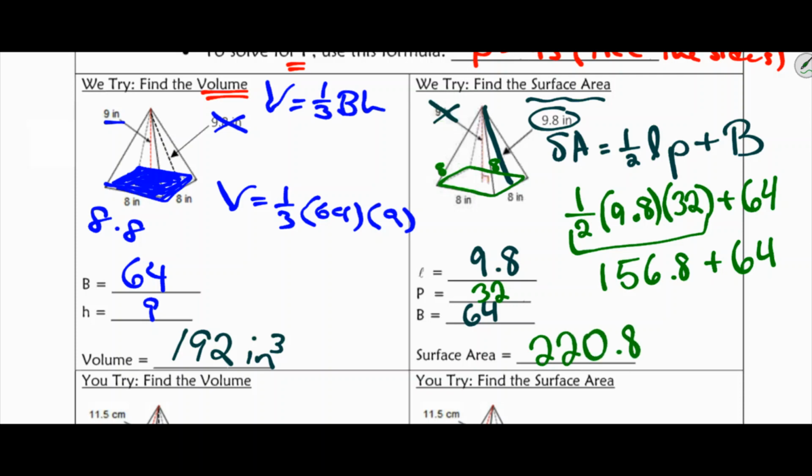Edgar, what are the units for that? Inches cubed. Nope, that's for volume. Oh, square. Yeah, it's square. That's literally talking about the number of squares that can cover that shape.